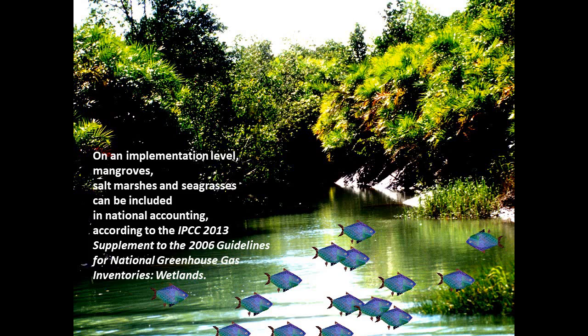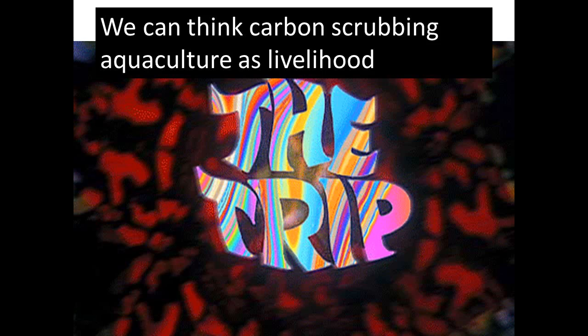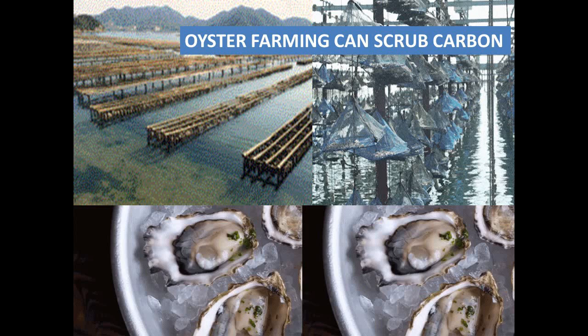So we shall conserve the blue carbon by giving some financial incentives, and at the same time we should think of some carbon scrubbing livelihood. For example, oyster farming. If you know, the oyster is made up of calcium carbonate, CaCO3. That means carbon is already locked inside the calcareous shell of the oysters. So oyster farming will not only give an alternative livelihood, but will also regulate the blue carbon.